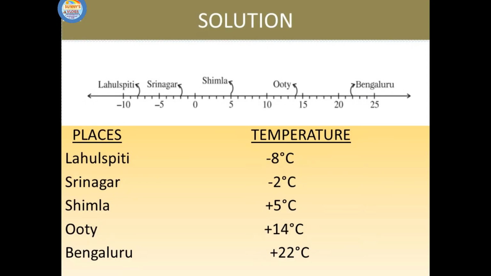Here is the solution for question number 1, sub-question A. That is, just now we have identified the temperature of different places on the number line. That is Lahul Spiti -8 degrees Celsius, Srinagar minus 2 degrees Celsius, Shimla plus 5 degrees Celsius, Ooty plus 14 degrees Celsius and Bengaluru plus 22 degrees Celsius.